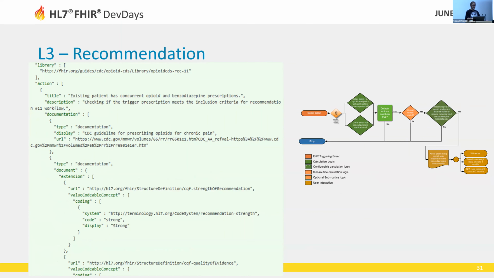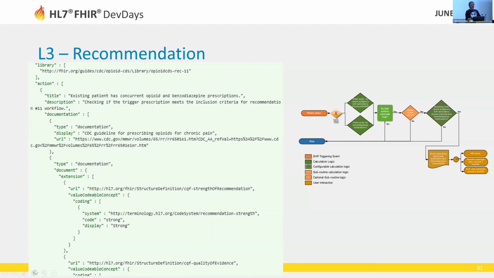The recommendation itself is represented with a plan definition. So there's an event condition, basically it's an event condition action rule. The event says when I'm prescribing, the trigger there is on the next page, but the action here is the existing patient has concurrent opioid and benzodiazepine prescriptions. The description is checking if the trigger prescription meets the inclusion criteria for recommendation 11 workflow.